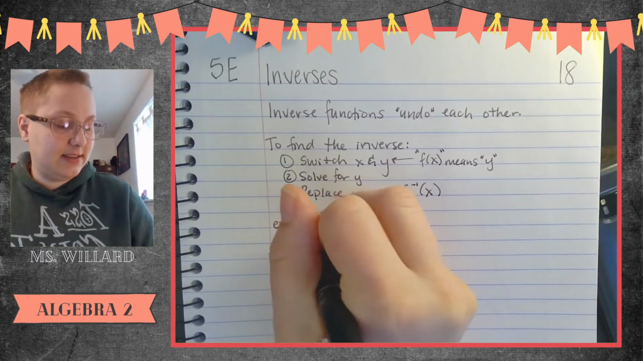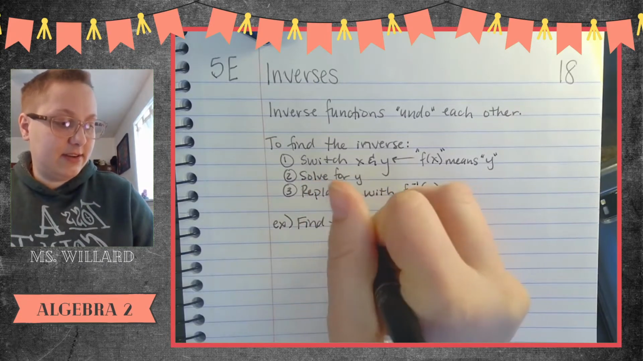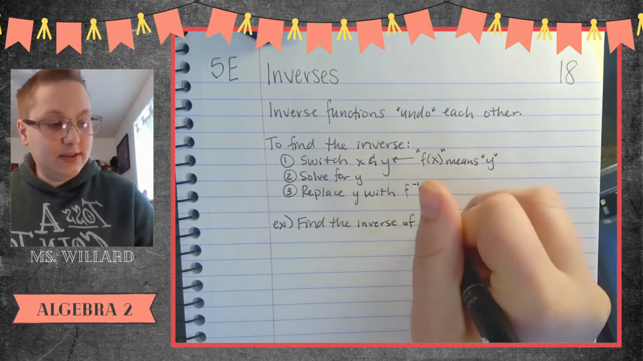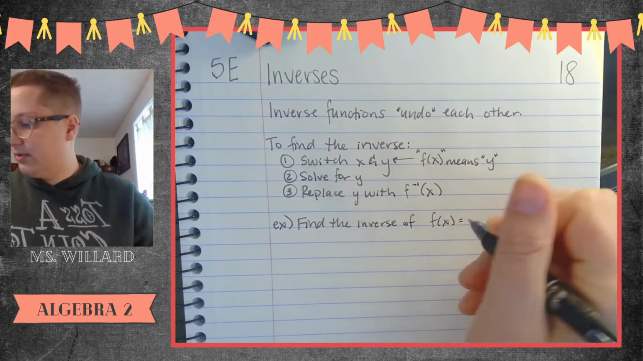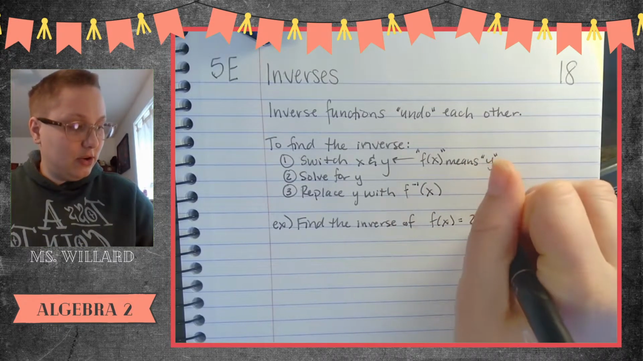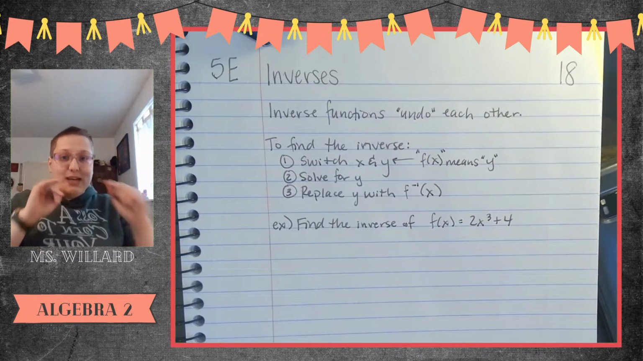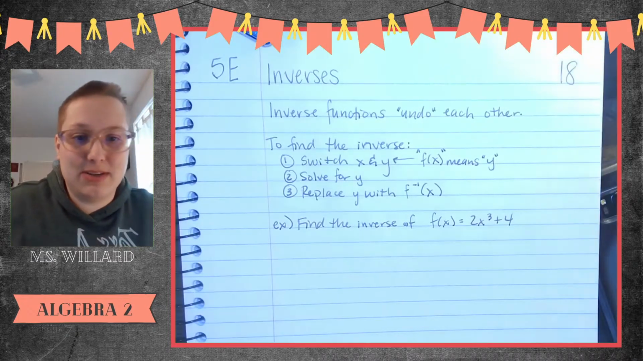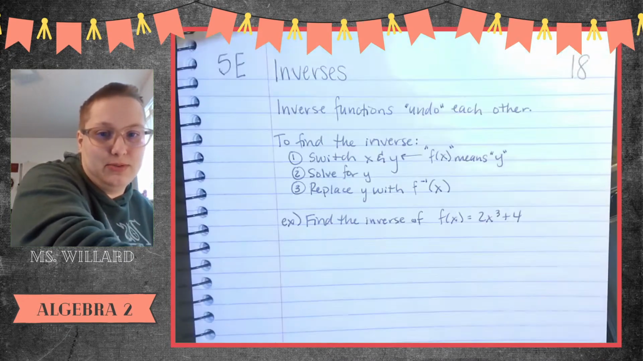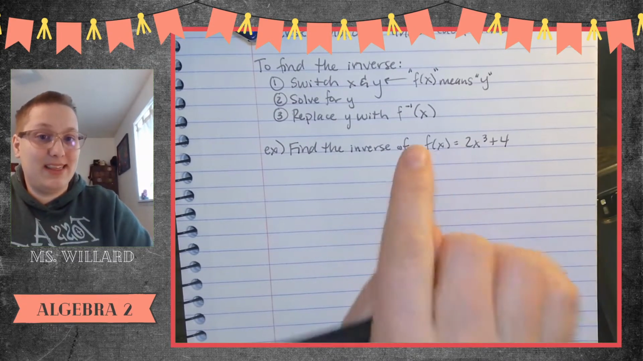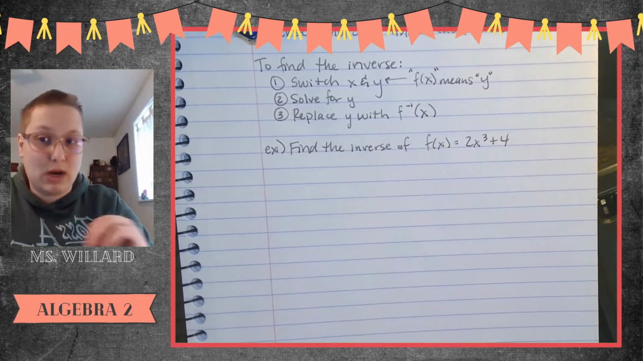So let's find the inverse of f of x equals 2x cubed plus 4. Let's find the inverse of that. Okay, so I'm going to switch x and y. I'm going to turn this lamp on so it's a little bit brighter. Now it's more blue. Yuck, that's fine. Okay, so we're going to switch x and y. This is really a y. Okay, so I'm going to swap them.